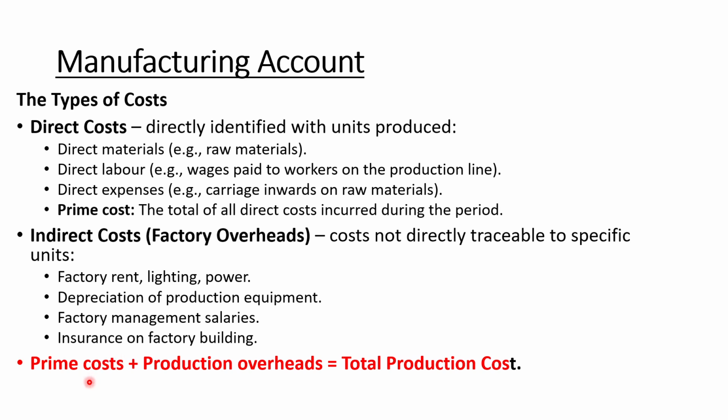So now, when you add the prime cost, which is the total of the direct cost, plus the indirect cost, which are production overheads, you get the total production cost. It means you are done with the manufacturing account.